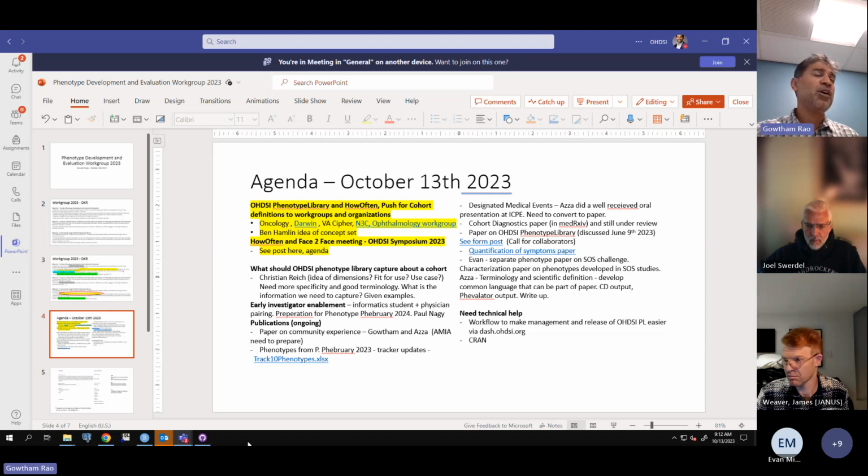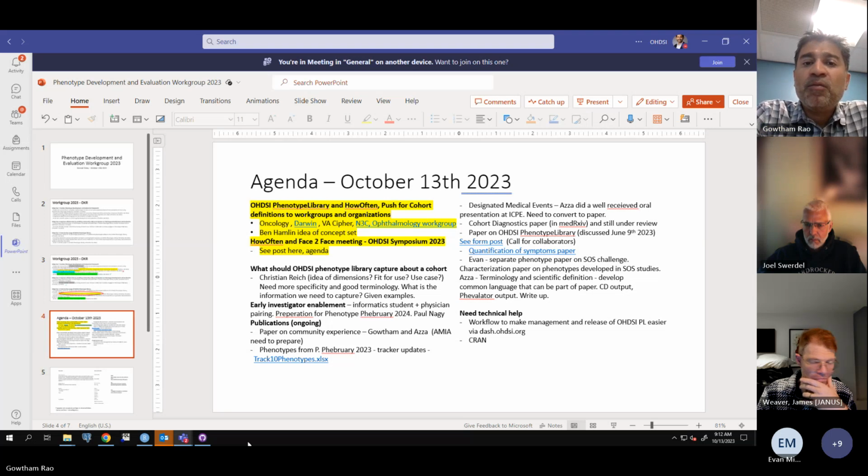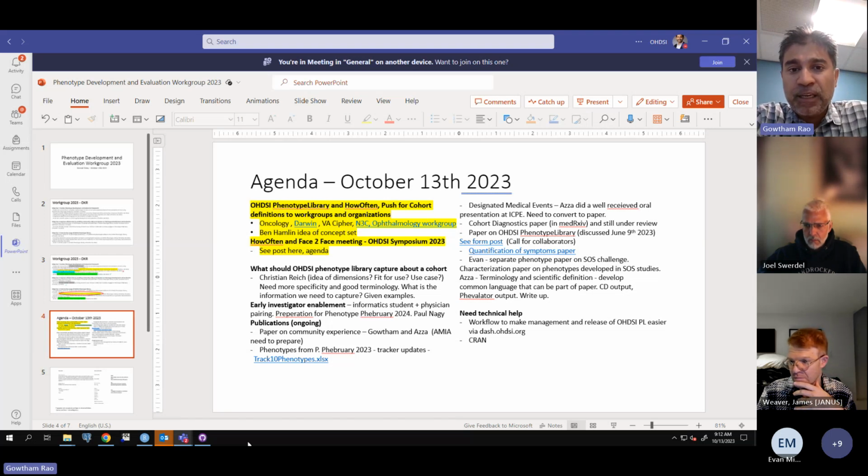The OHDSI Phenotype Library is now the input specification for HowOften. And I think Chris Knoll, one of our OHDSI collaborators, is in the late stages of defining the technical specs of the HowOften study. That's my understanding so far, and that's the impact that the OHDSI Phenotype Development Evaluation Workgroup has had on the HowOften study. Any questions on that topic? Any discussions?